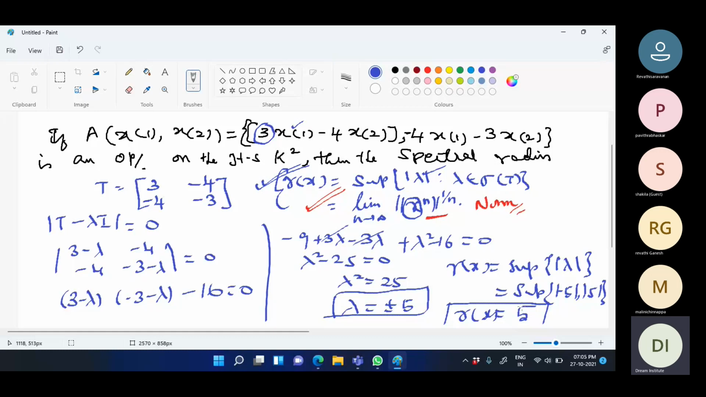Suppose they give a 2x2 matrix and they are asking for the lambda value. What you are doing is simply taking the determinant of T minus lambda I equal to 0, then finding the equation. That equation is called the characteristic equation, in terms of lambda only. Finally we have to find the value, that means the roots of that particular equation.